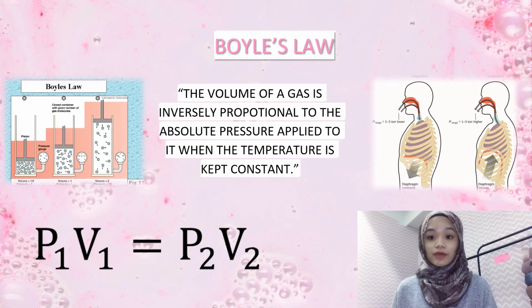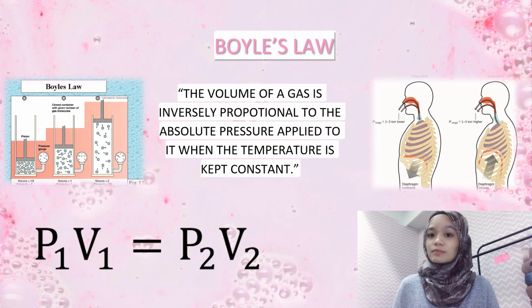The law can be derived from the kinetic theory of gases, assuming a perfect ideal gas. This is the equation, P1V1 equals P2V2, which shows that as volume increases, the pressure of the gas decreases in proportion. Similarly, as the volume decreases, the pressure of the gas increases.